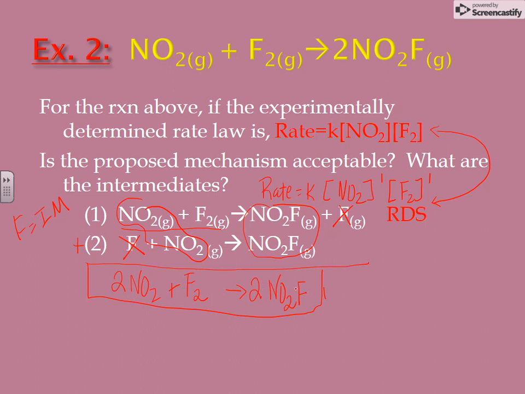Okay, so now you want to check and see if they add together to give you the overall balanced equation. So we're going to compare, and when we compare, we have 2 NO2s, 1 fluorine yields 2 NO2Fs. So that part checks as well. Both of those check out. So you would say that this is a probable mechanism. So yes, it is acceptable.